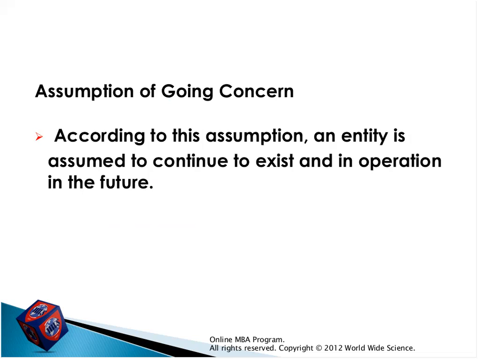The assumption of going concern. According to this assumption, the entity is assumed to continue to exist in operation in the future. Firstly, let's identify entity. It means the company, business, organization, or firm. So when we run a business, we have to assume that it will continue in the future, in the next years. That means when we prepare our financial statements and accounts, we don't close it. It will continue for the next years.